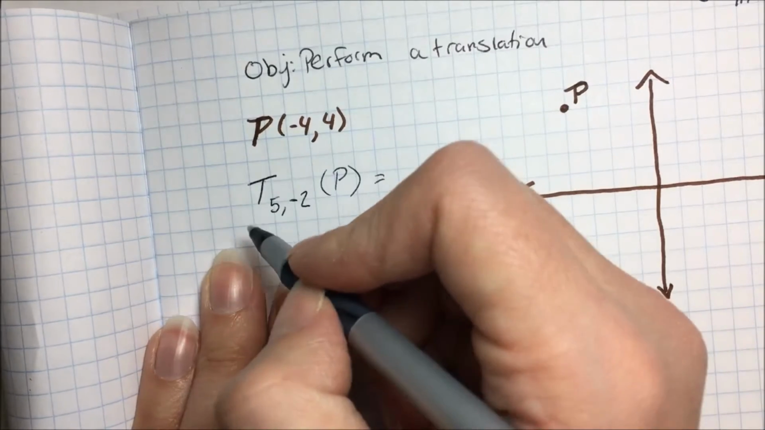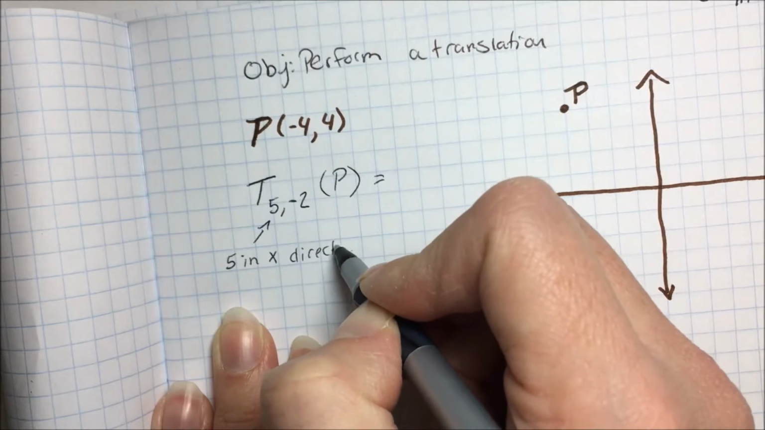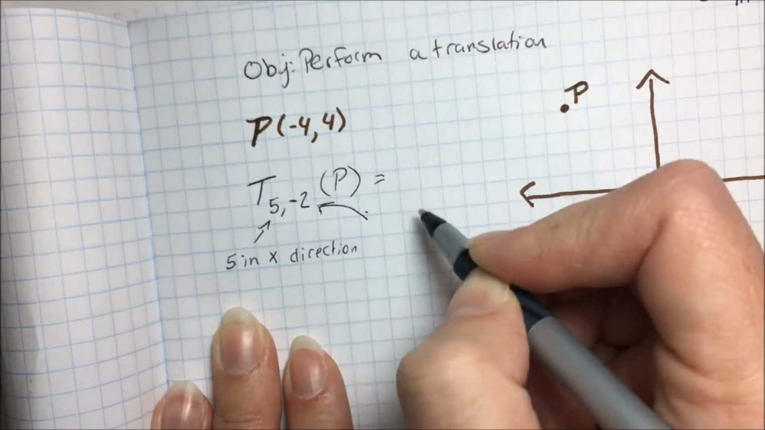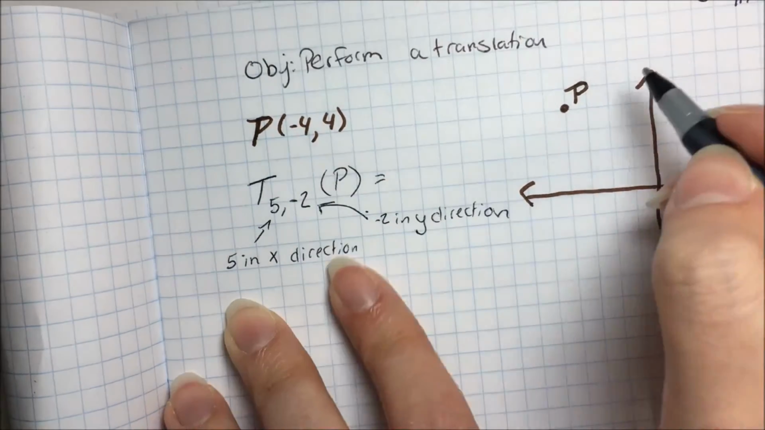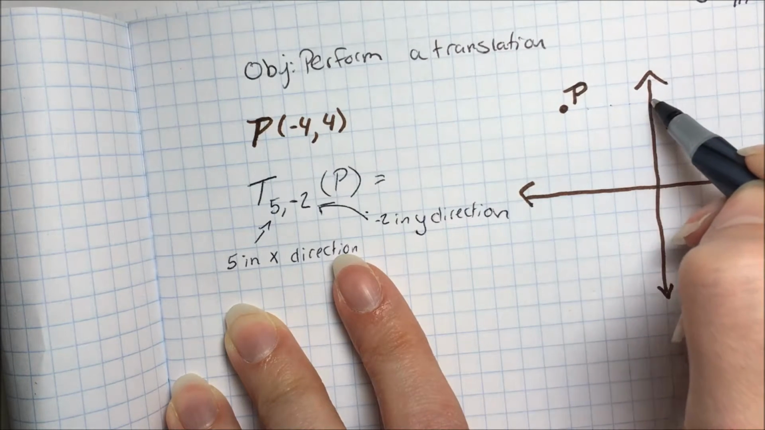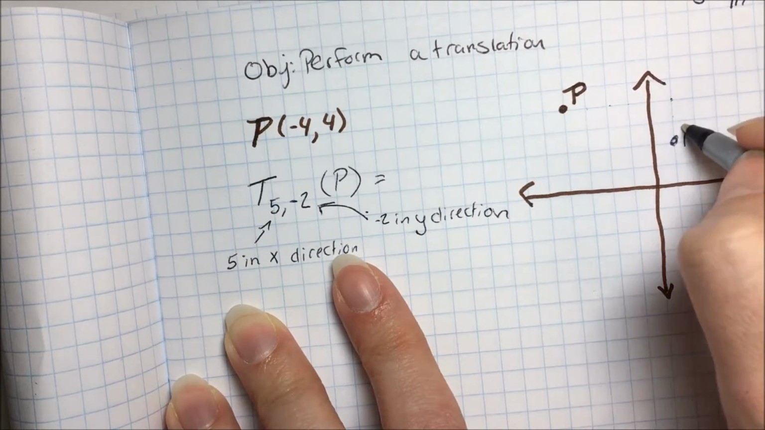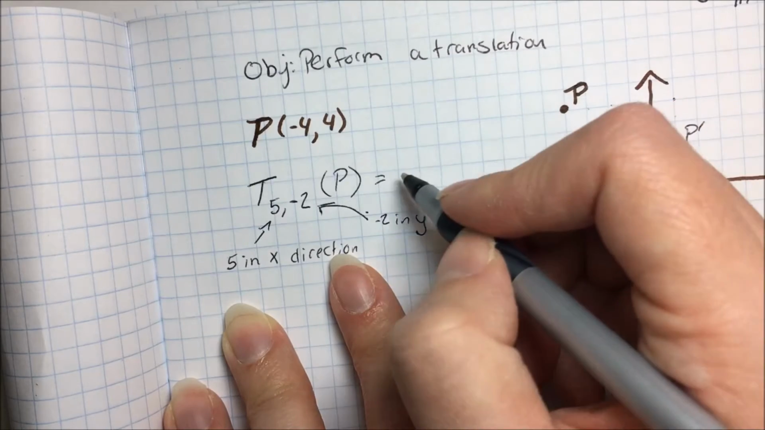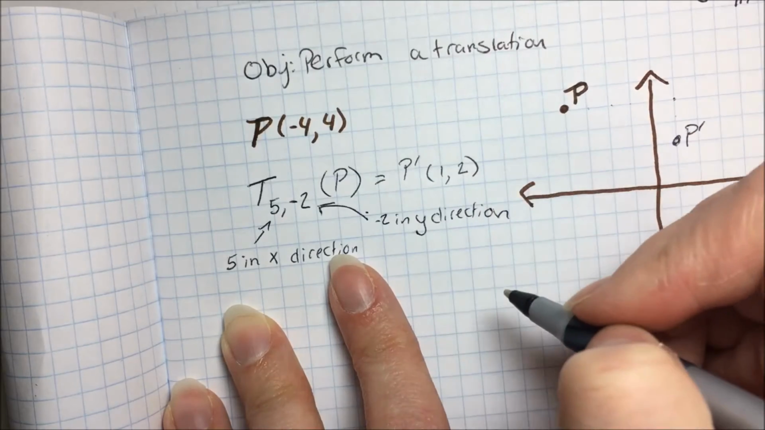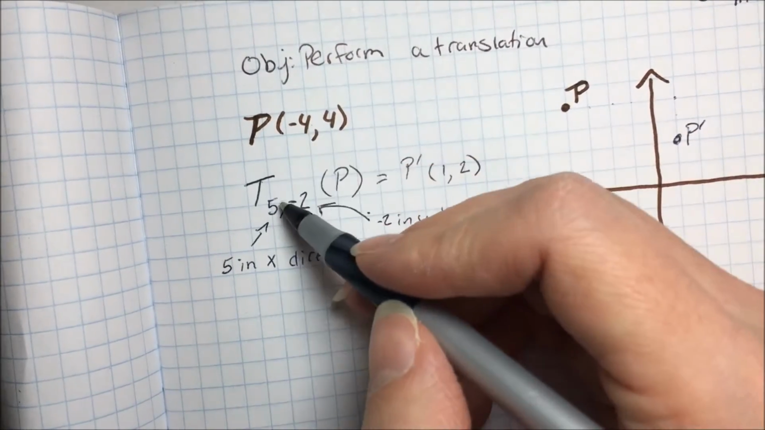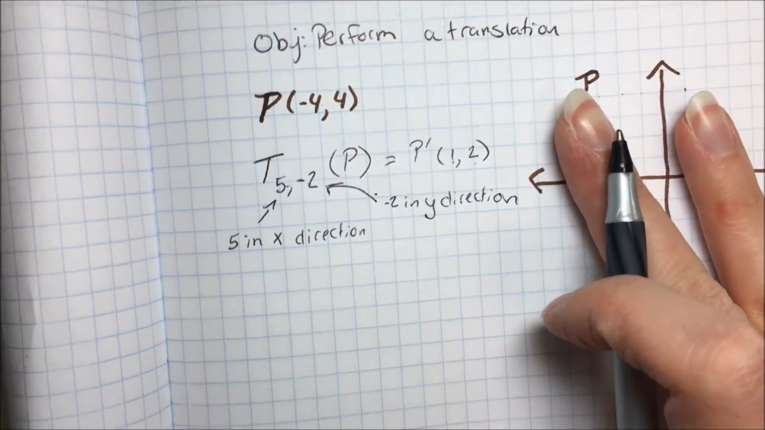Well, that means that I would move 5 in the X direction and -2 in the Y direction. So 5 in the X direction, 1, 2, 3, 4, 5. And -2 in the Y direction, so that's down 2. There's P prime. So P prime would be 1, 2. And the fast way of doing this is you can simply do -4 plus 5 is 1, and 4 plus -2 is 2. So translating on the coordinate plane is pretty simple.